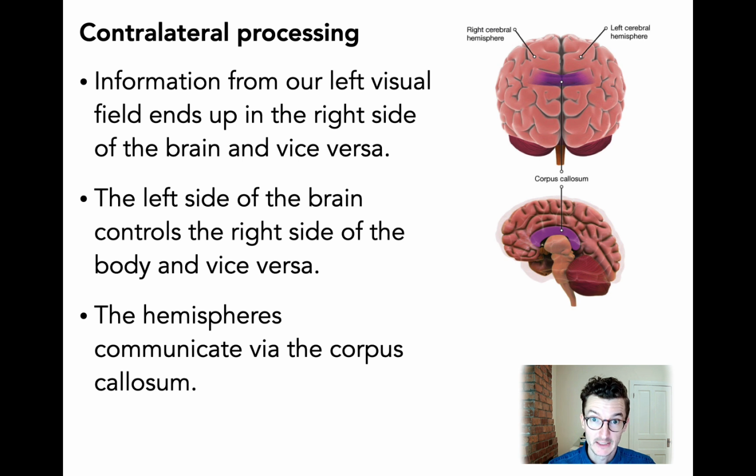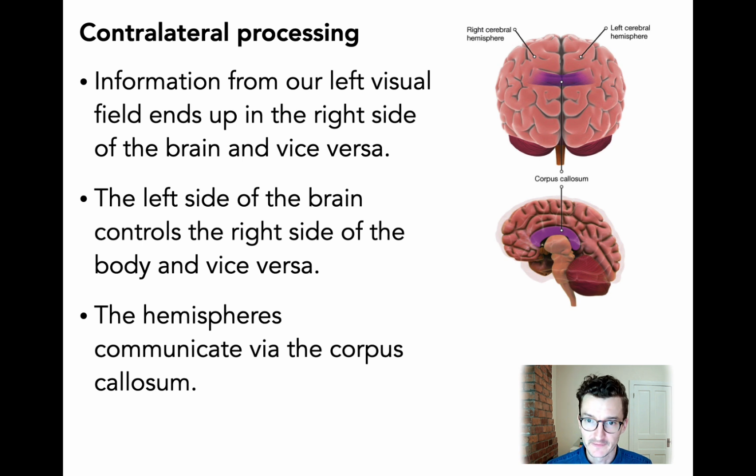Now the brain, in particular the cerebral cortex, works on the principle of contralateral processing. So what does that mean? Well, it means that sensory signals from the left side of our world tend to end up in the right side of the cerebral cortex, and vice versa.